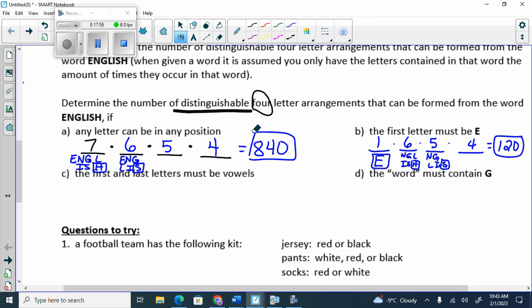The first and last letters must be vowels. Okay, life lesson. Didn't know this. People don't know their vowels. I was shocked. This is a real thing. It happens every year. A, E, I, O, U are the vowels. There's a song. A, E, I, O, U are the vowels. You might need to sing it. It might be your friend.